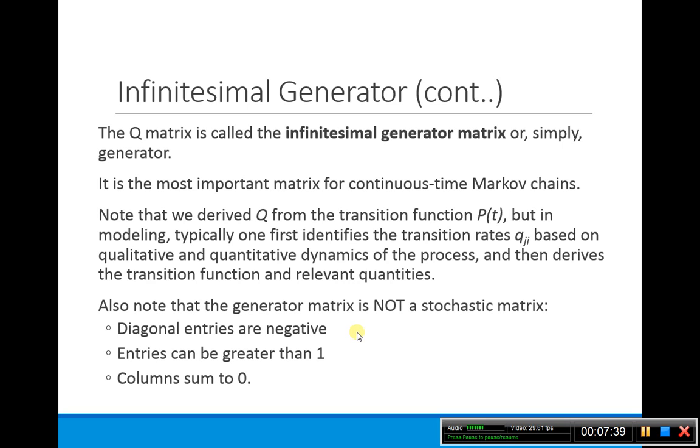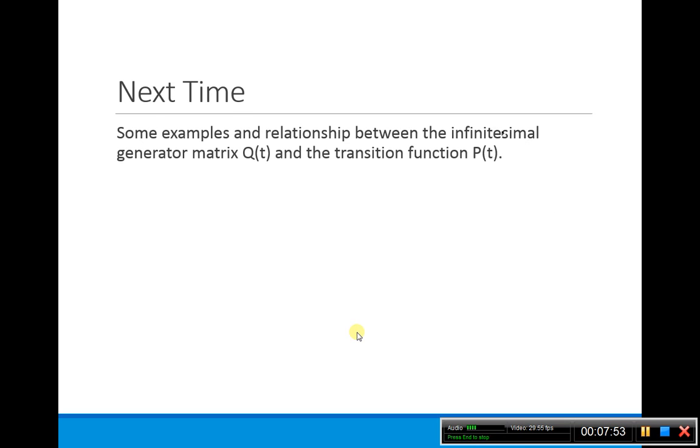So you normally talk about the rates first, and then from these rates you actually get the transition function and holding times, etc. So notice that the generator matrix is not a stochastic matrix. We have negative diagonal elements, we have entries that can be greater than 1, and we have columns that sum to 0. So next time we're going to talk about the way we actually do things. We think about the generator matrix, Q, first, and then how from this generator matrix we can get the transition function P of t.